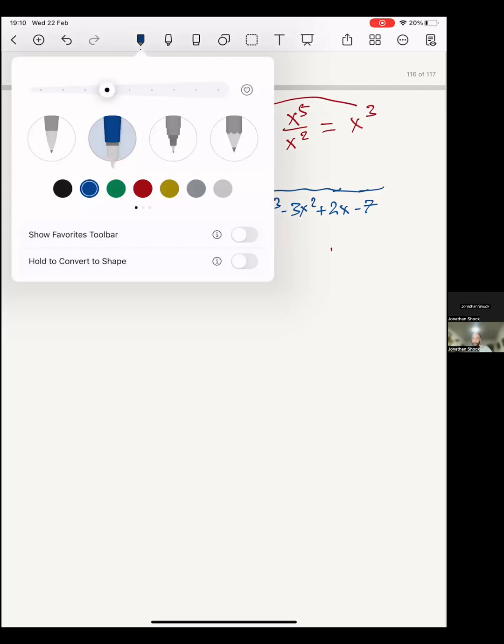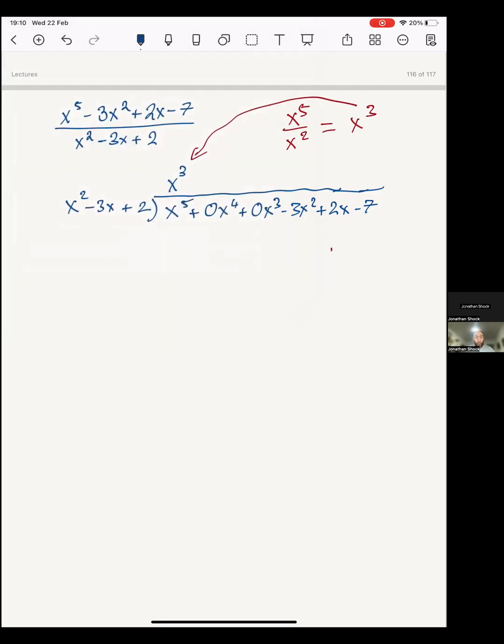So now I multiply the x cubed by the whole polynomial on the left. And what do I get? Well, I get x to the fifth because I have x cubed times x squared, but I also have minus 3x to the fourth. I've got x cubed times minus 3x gives me minus 3x to the fourth. And then I've got x cubed times 2, so I've got plus 2x cubed. I draw a line in, and now I subtract this from this. What does that give me?